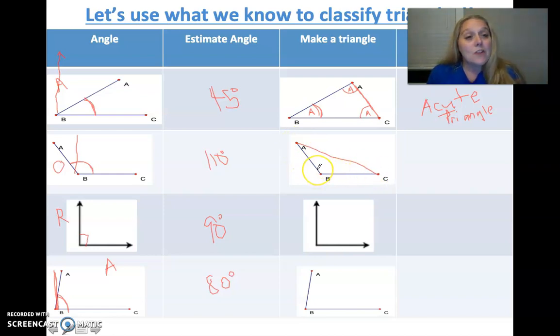And what type of triangle is this going to be based on the angle? Well, I can clearly see that this triangle has an obtuse angle. That's the same obtuse angle that we estimated over here. So we can actually stop right there. We know that if I have an obtuse angle in a triangle, then this is going to be an obtuse triangle.